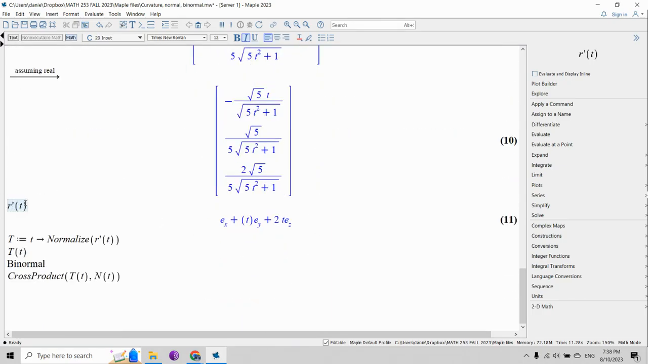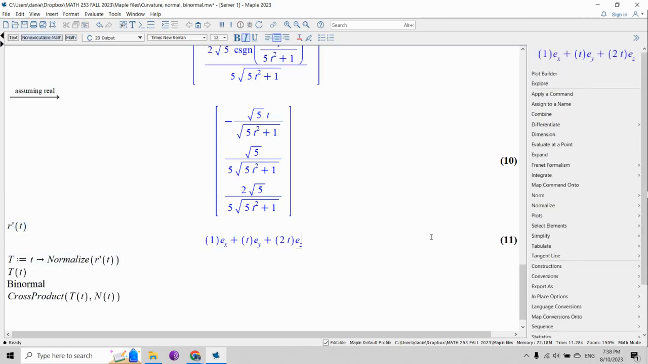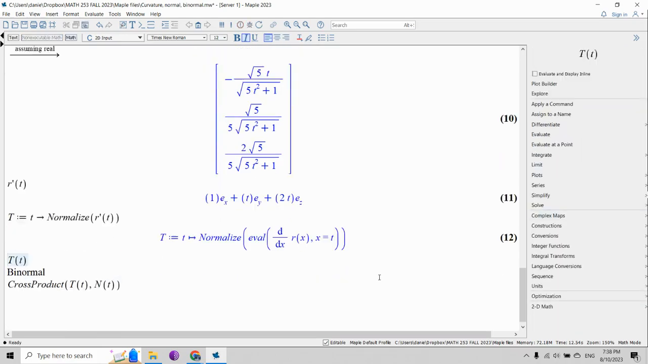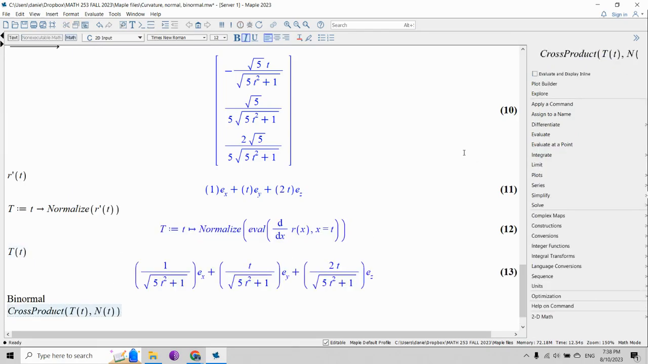For the unit tangent, let's do it step by step. r prime of t, 1, t, 2t. Normalize it. That gives me the unit tangent. Let's call it separately here. There you go, the unit tangent.